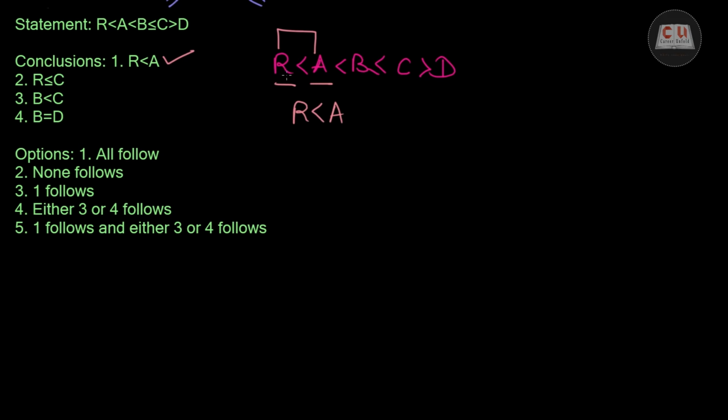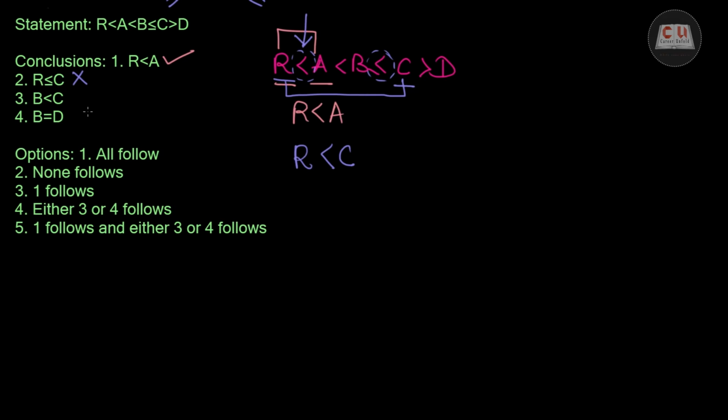Going on to the next one, R and C. Between R and C, what are the symbols that we see? One is this one and the other is this one. Which has the highest priority? This one. So it will be R is less than C. But what is given here? R is less than equal to C. So this one would not follow.